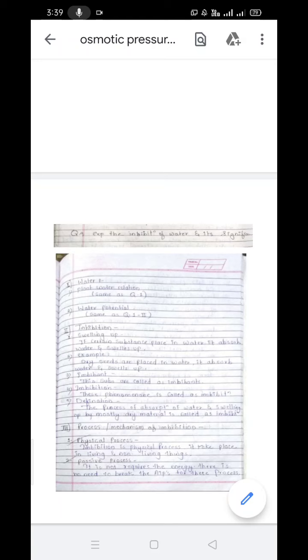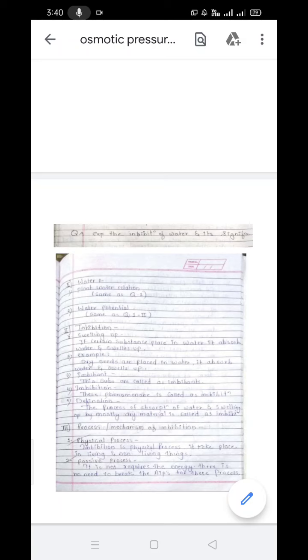And the process of absorption of water and swelling up by mostly dry material is called imbibition. So this is the definition, that is, the process of absorption of water and swelling up by mostly dried material is called imbibition. So next point, the process or mechanisms of imbibition.